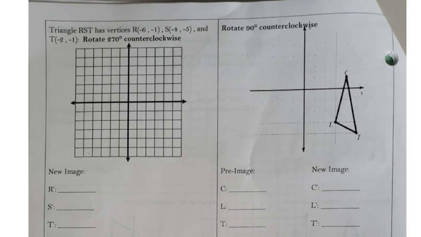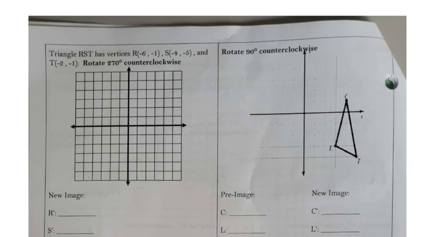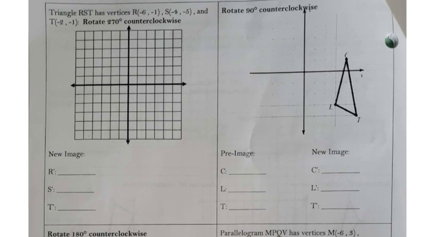All right, so let's put this on the board first. So, triangle RST. So, negative 6, negative 1. Negative 4, negative 5. And negative 2, negative 1. So here is R, S, T. There's my triangle. Now I'm going to rotate it 270 degrees counterclockwise.